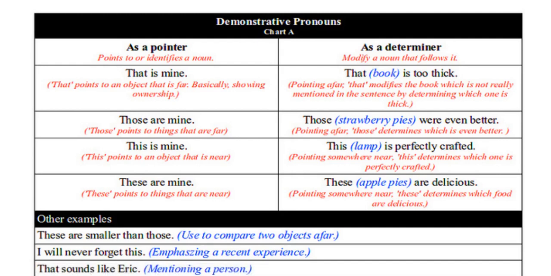Demonstrative pronouns work like a pointer. For example, that is mine. Those are mine. This is mine. These are mine. As I already mentioned, this is the singular form used to point out something nearby. That is mine. That is far away, but that is a singular thing, so we use the word that. That points out to an object that is far, basically showing ownership.